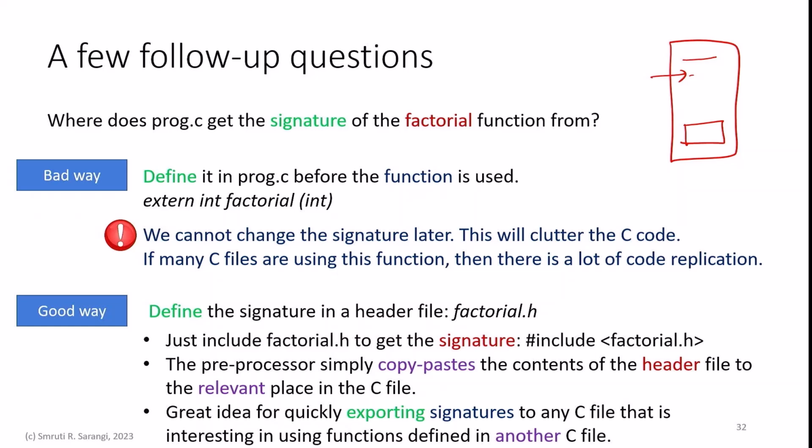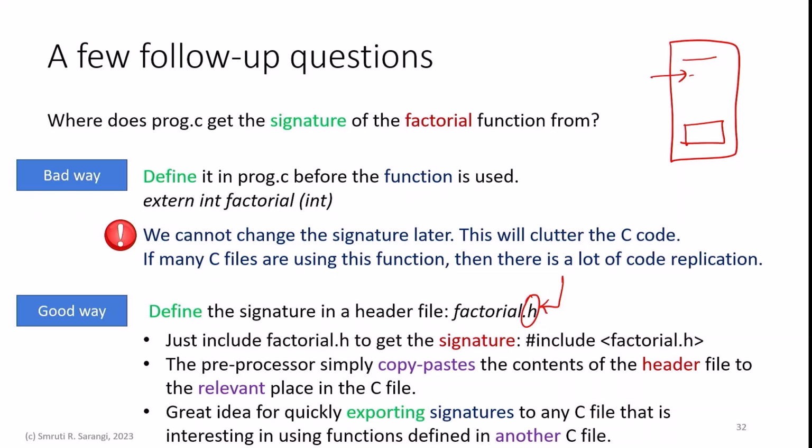Furthermore, everybody will have to have all the signatures, a lot of replication. The moment there is replication, let's say you give the factorial function one more argument, you'll have to go and change it in so many places. That is why you have a single .h file which has a bunch of signatures for functions as well as global variables. Then when you do a #include of factorial.h, the preprocessor, which is like a pre-compiler that runs before the compilation, simply does a copy paste.